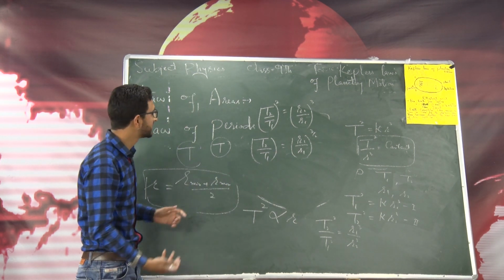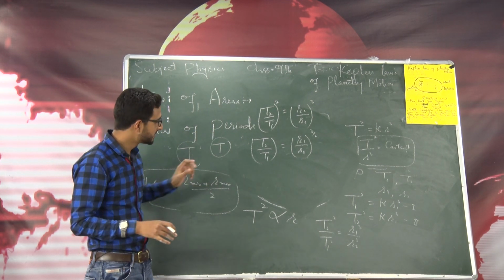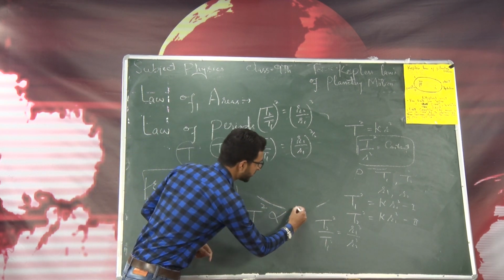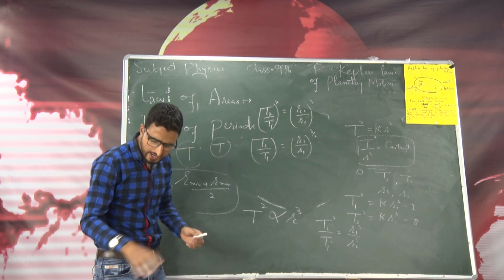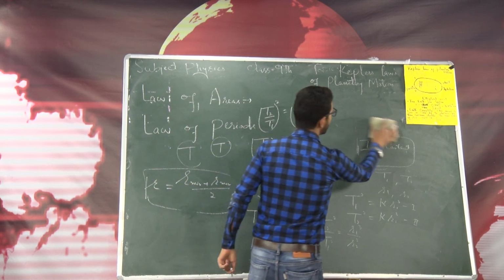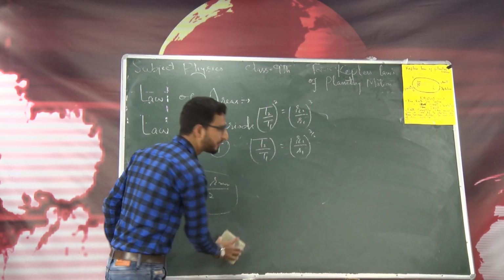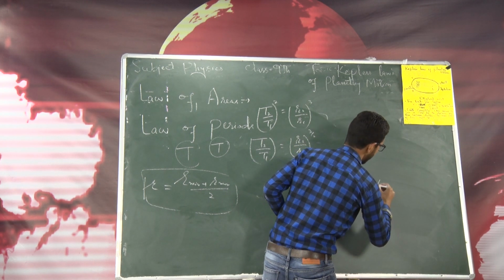So this is Kepler's third law, also called the law of periods, that is, the square of the time period of a planet is directly proportional to the cube of the average distance of the planet from the sun. Now let us apply this very law to the Earth Sun system so as to remember the value of k for the Earth Sun system. So let me consider here Earth.